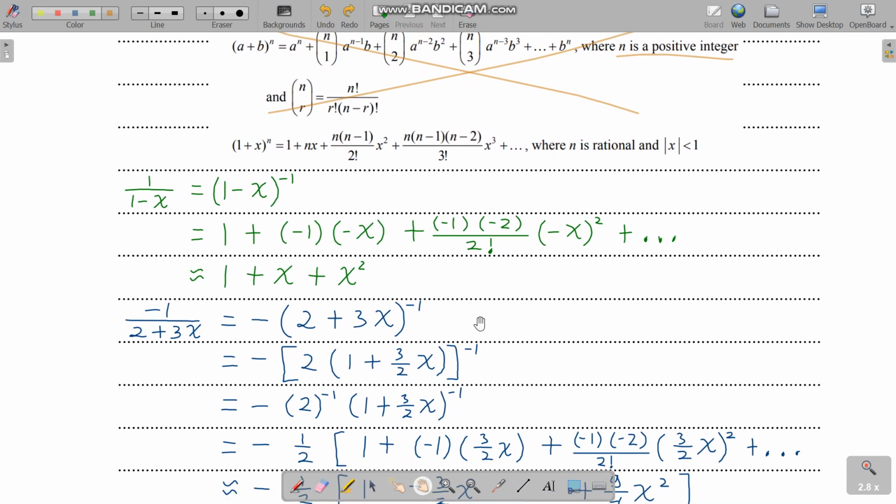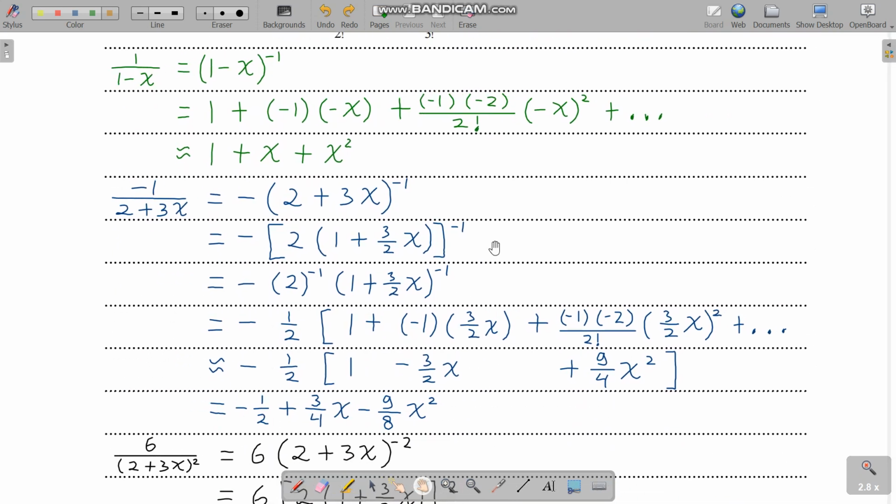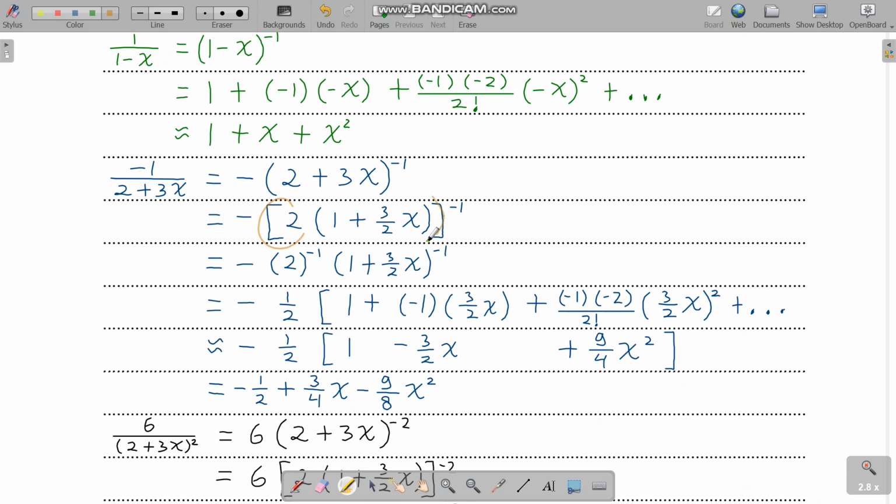And from the second term, minus 1 over 2 plus 3x is the same as minus 2 plus 3x to the power of minus 1. Since this is 2, not 1, we cannot use the formula directly. So we're going to have to factor out the 2. After we factor out, we have 2 times 1 plus 3 halves x. Notice that if we expand, we're going to get back to the original 2 plus 3x. The square brackets are important here, because without the square brackets, this 2 is also to the power of minus 1. So just use your calculator.